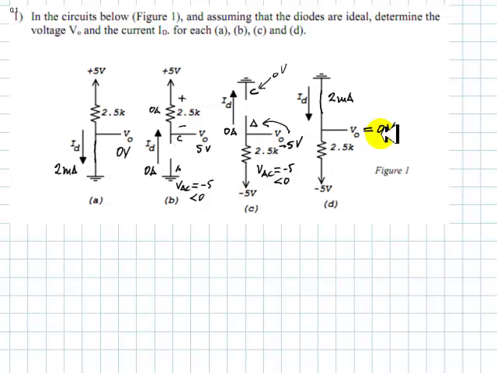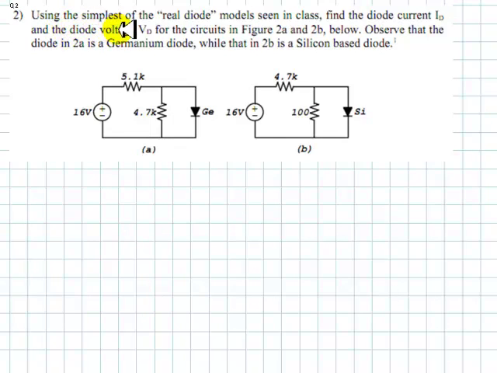question number 2. Using the simplest of the real diode models seen in class, find the diode current ID and the diode voltage VD for the circuits in figure 2A and 2B below. Observe that the diode in 2A is a germanium diode and the one in 2B is a silicon-based diode.